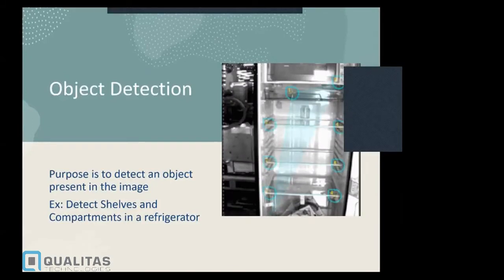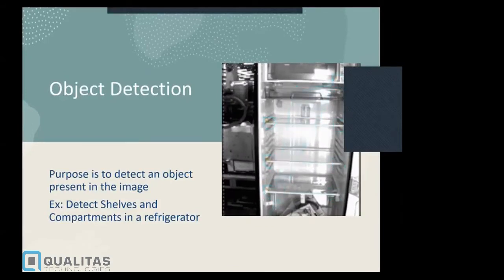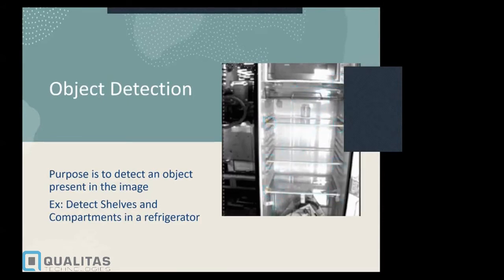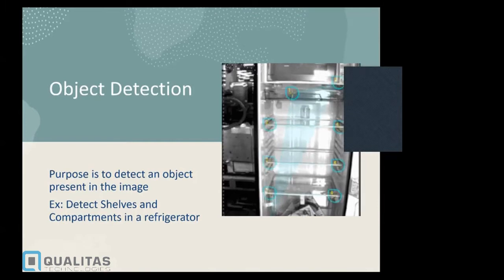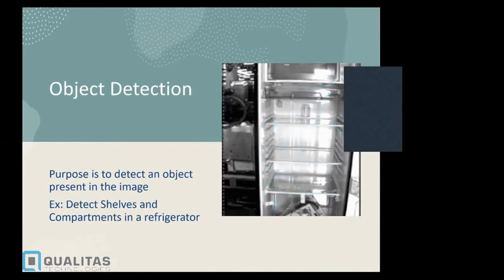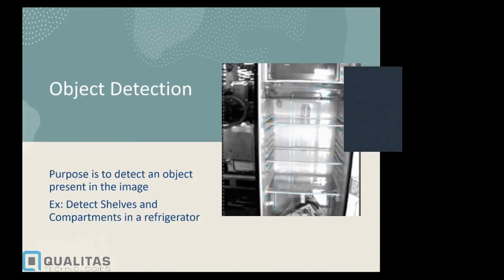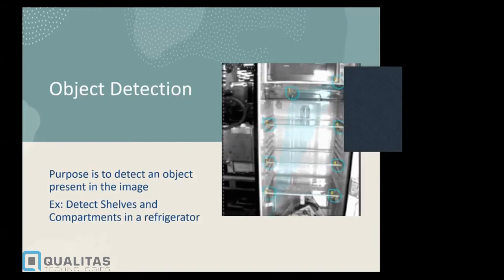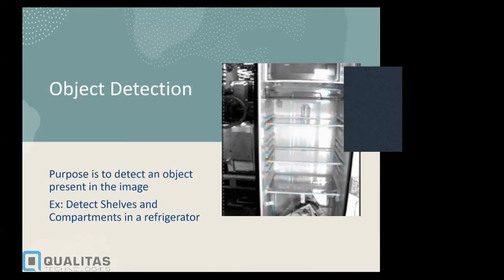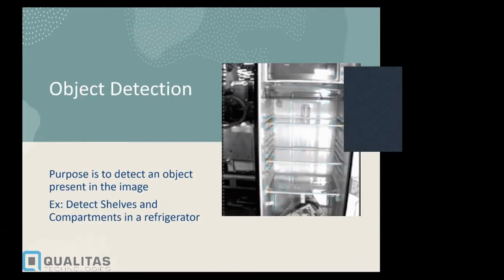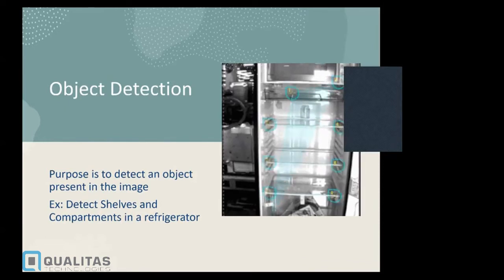Okay, so let's look at the first one, object detection, right? So as the name suggests, the purpose of object detection is to detect an object present in the image, right? Now, let's go back to the definition of machine vision, right? The definition of machine vision is to acquire a digital image and then compute a result, right? So you have an image, and what is the result that you want? If you want to detect the presence of an object, right?